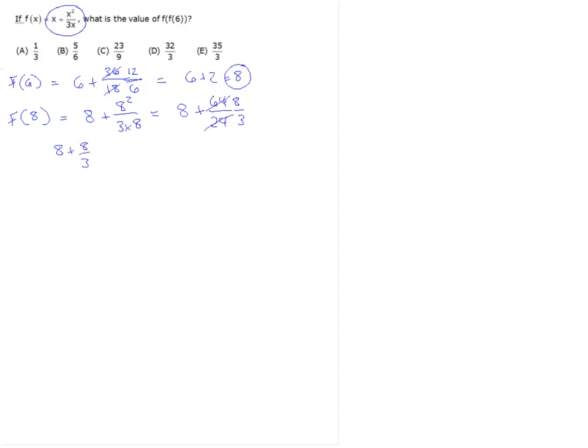If we do get a common denominator, we know it's going to be a denominator of 3. So we would say 24 over 3 plus 8 over 3, and that's going to give us 32 over 3. So here the answer is D.